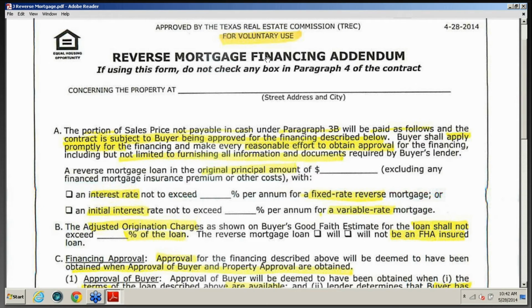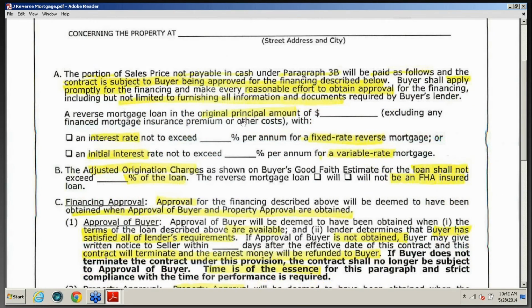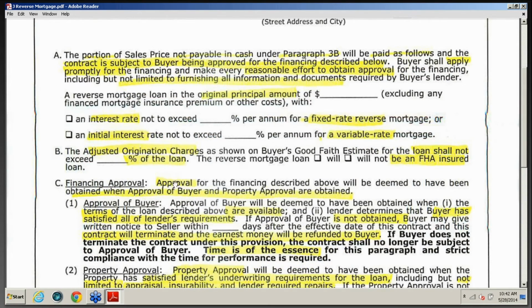So yes, this is something they can purchase new. It is their primary residence. They must move in within 60 days. And they have to be credit worthy in order to get this. Again, you're going to put the principal amount, whether it is a fixed rate or variable rate. You're going to have an interest rate not to exceed. This is looking very much like the third-party financing addendum. You have adjusted origination charges, not to exceed a percentage of the loan. It will or will not be FHA insured.